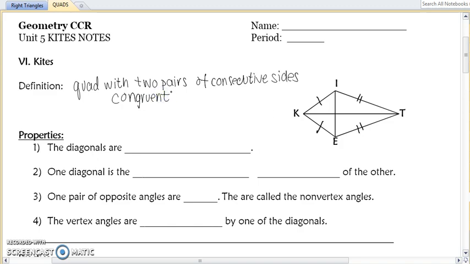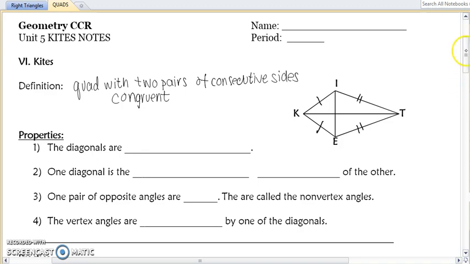So in our diagram, the two consecutive sides would be KI and KE. Consecutive just means right next to it. We also have IT congruent to TE. So IT equals TE, therefore we have this lovely thing called a kite.